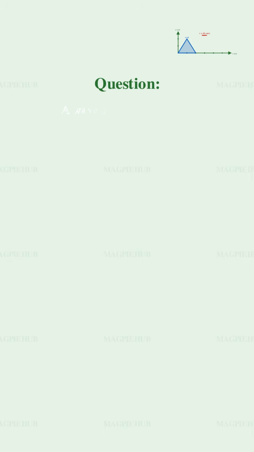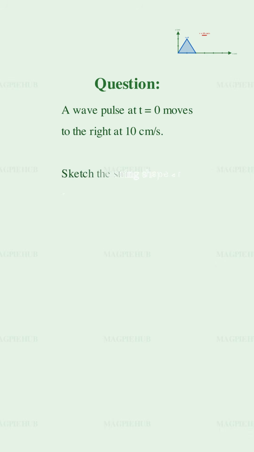Here is the question. Figure 15e1 shows a wave pulse at t equals 0. The pulse moves to the right with a speed of 10 centimeters per second. Sketch the shape of the string at t equals 1 second, 2 seconds, and 3 seconds.